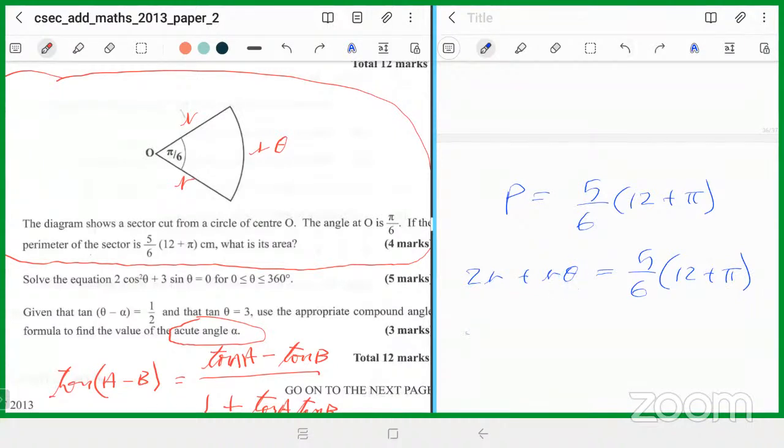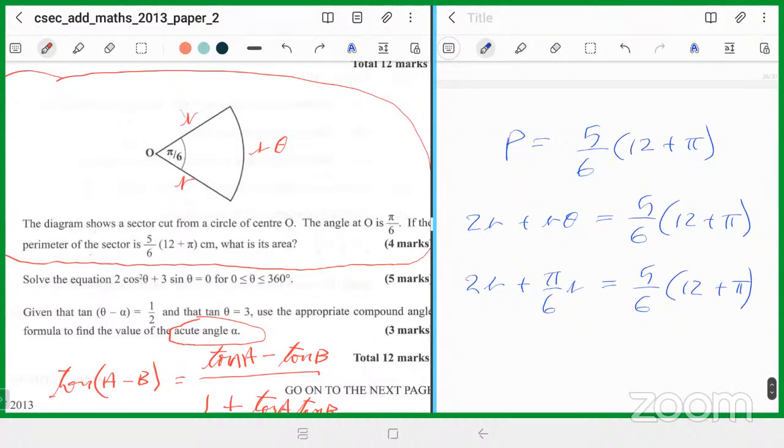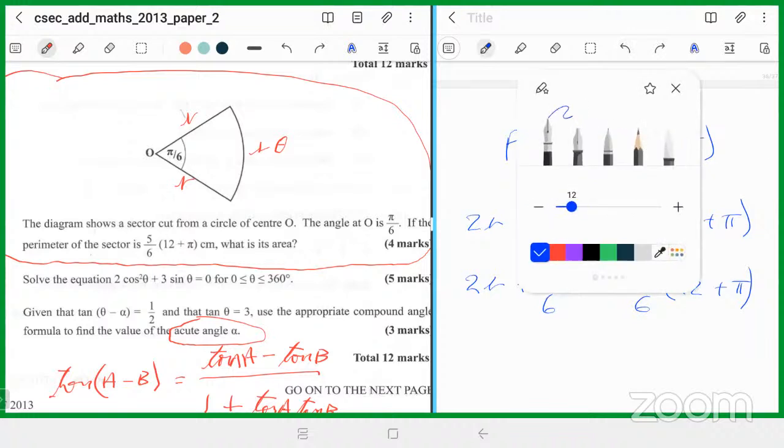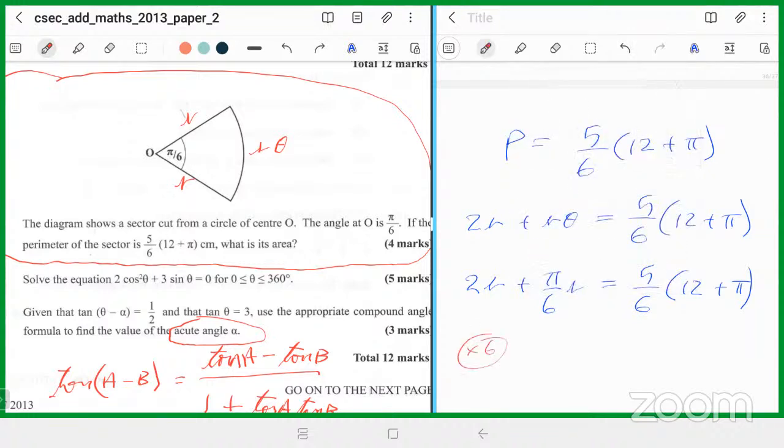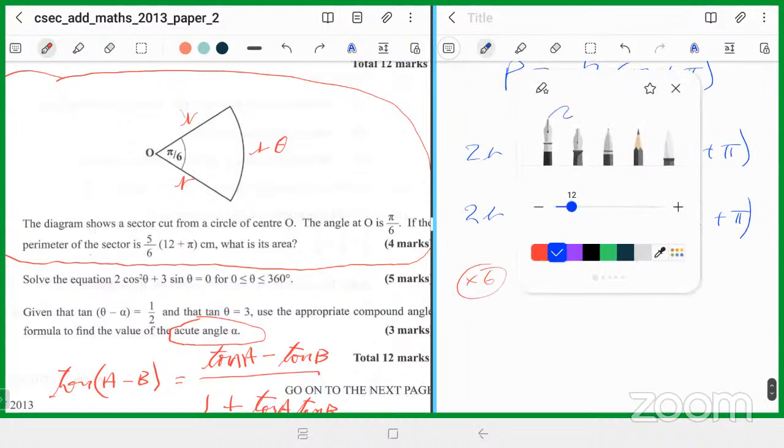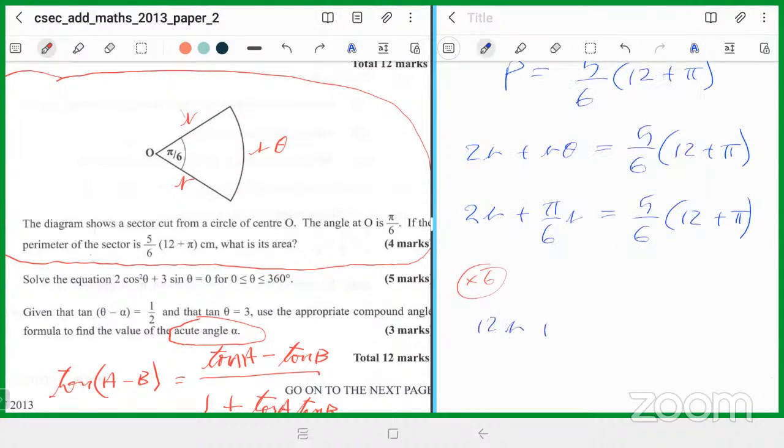So then this becomes 2r plus pi by 6 r equals 5/6 into (12 plus pi). That's what we have. We're trying to find r from this. Multiple ways we can do it. We can multiply by 6 to get rid of these fractions, and then we would get 12r plus pi r equals 5 into (12 plus pi).